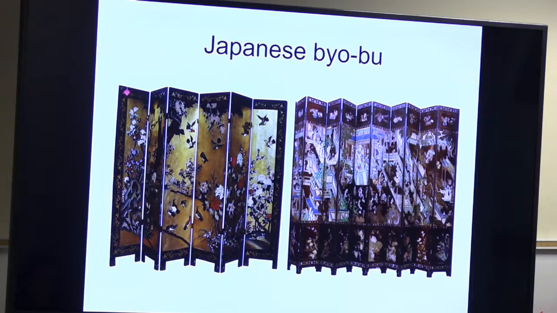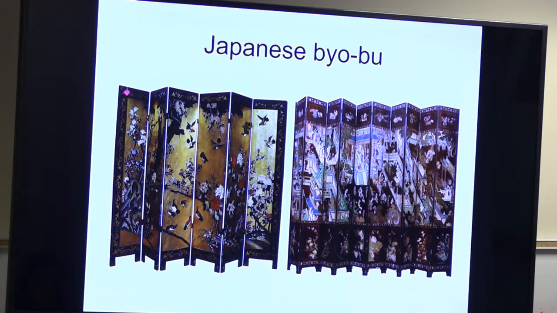We need to look at Japanese prototypes to understand the kinds of screens that were being brought from Japan through the Manila galleon trade, purchased by consumers in all the markets in New Spain for people's homes, and also the kinds of objects artists were looking at. Artists began to emulate these objects and construct colonial versions, American versions.